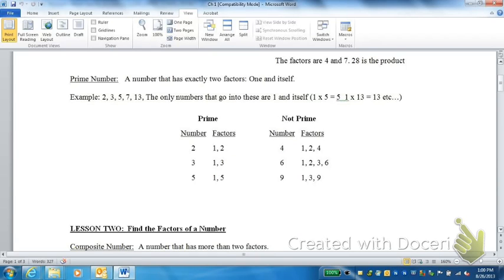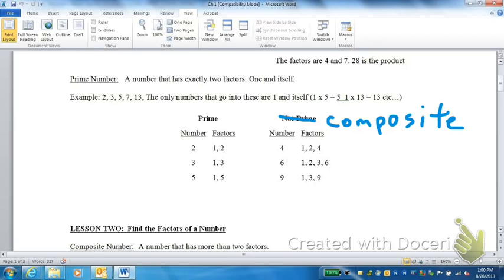So here's some examples of some more prime numbers. 2, 1 and 2 are their factors. 3, 1 and 3 are their factors. And 5, 1 and 5. Numbers that are not prime, we say are composite. These are numbers that have more than two factors.